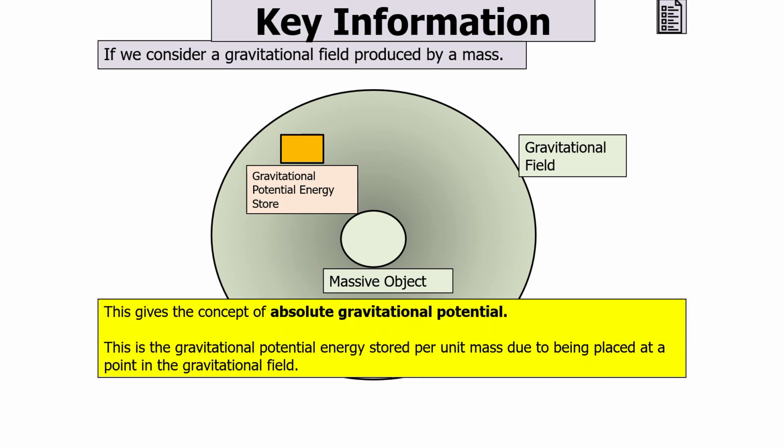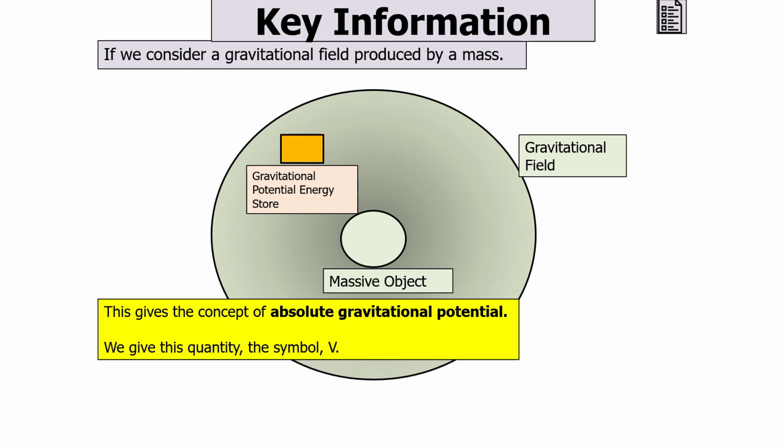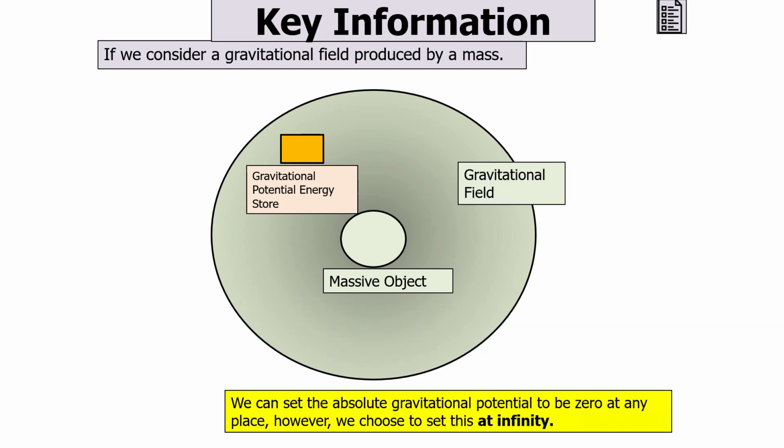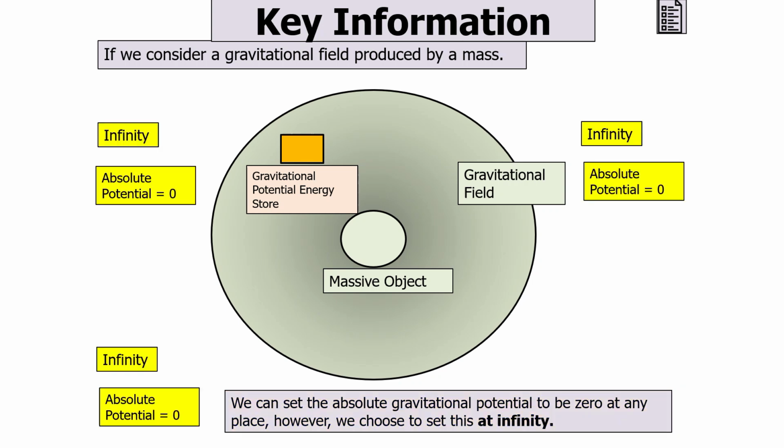Now this gives us the concept of absolute gravitational potential, and this is the gravitational potential energy stored per unit mass due to being placed at a point in the gravitational field. And we give this quantity the symbol V. Now we can set the absolute gravitational potential to be zero at any place, however we choose to set this at infinity, as shown in the following diagram.